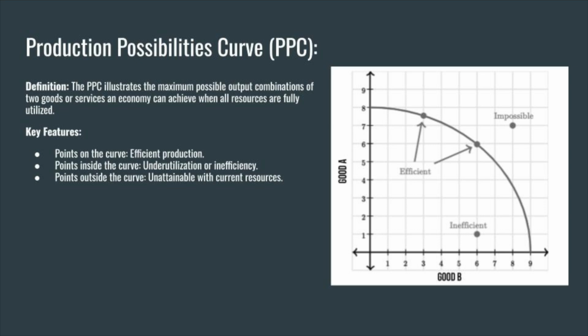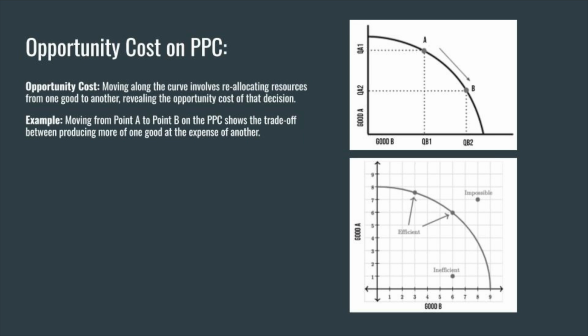The model is based on several key assumptions. 1. Resources are fixed. 2. Technology is constant. 3. The economy produces only two goods. 4. Resources are fully and efficiently utilized. The PPC curve itself highlights important concepts.